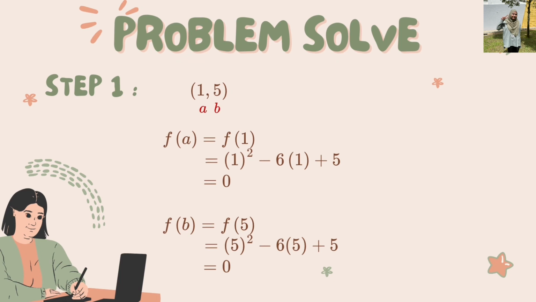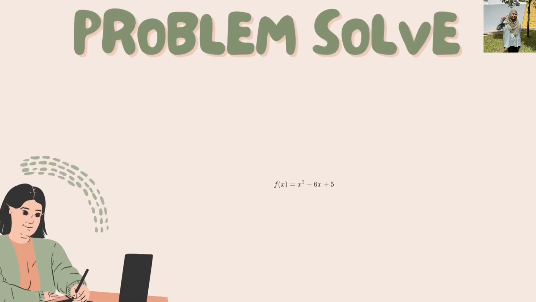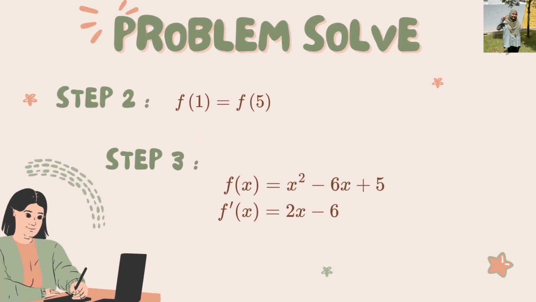For step 1, we need to find f(a) and f(b). 1 and 5 represent a and b. So we need to change from f(a) to f(1) and f(b) to f(5). After we solve the equation, both of the answers are the same. For step 2, we need to verify whether f(a) equals f(b). From step 1, f(1) and f(5) got the same answer. So it will be f(1) equals f(5).